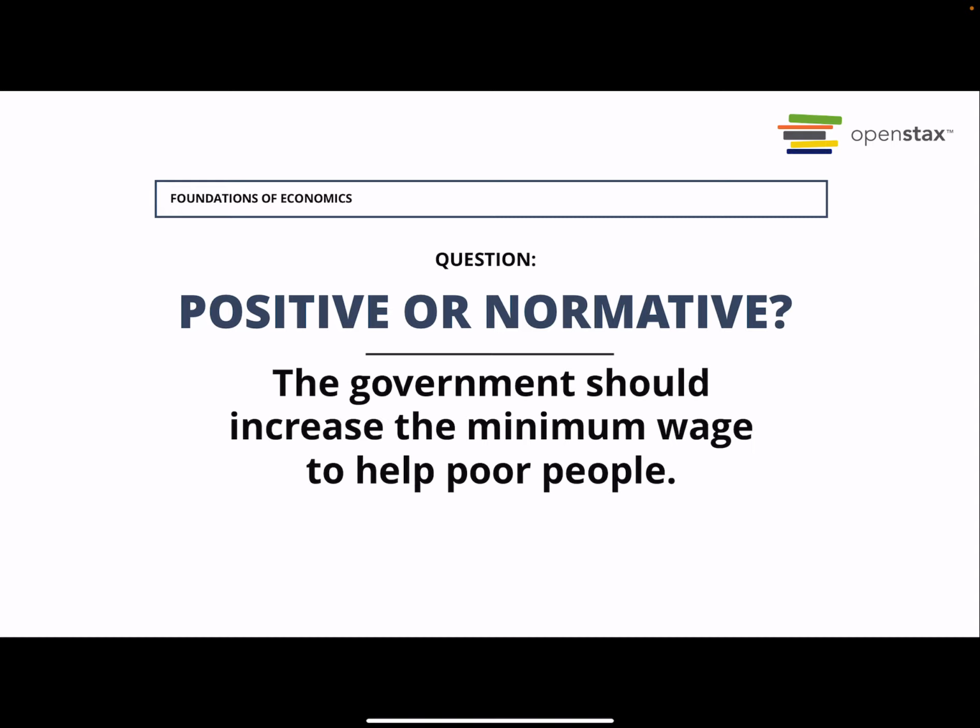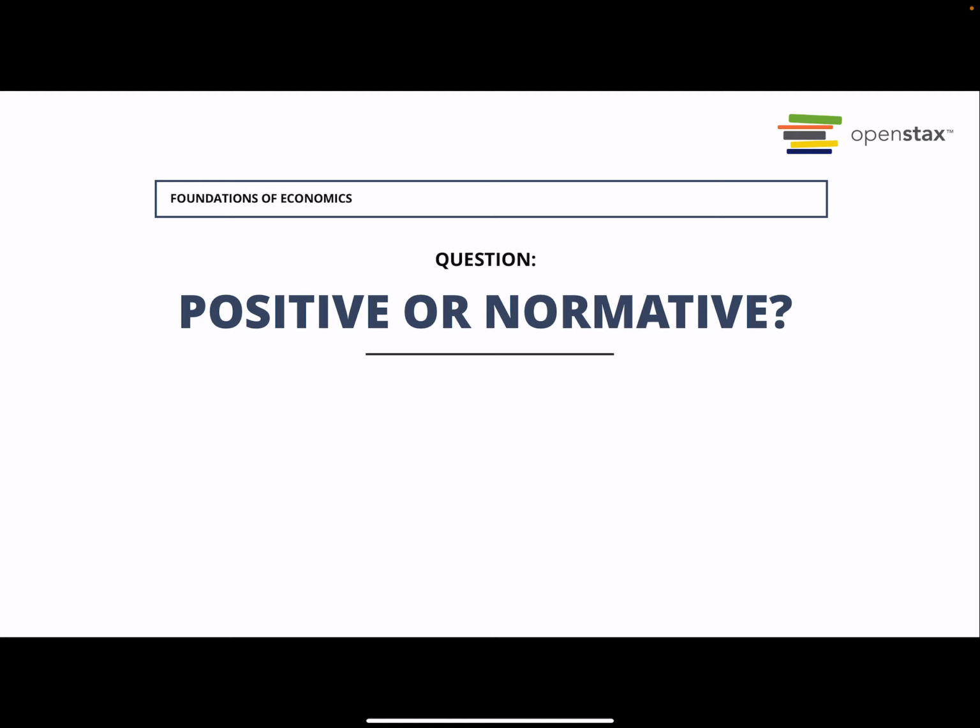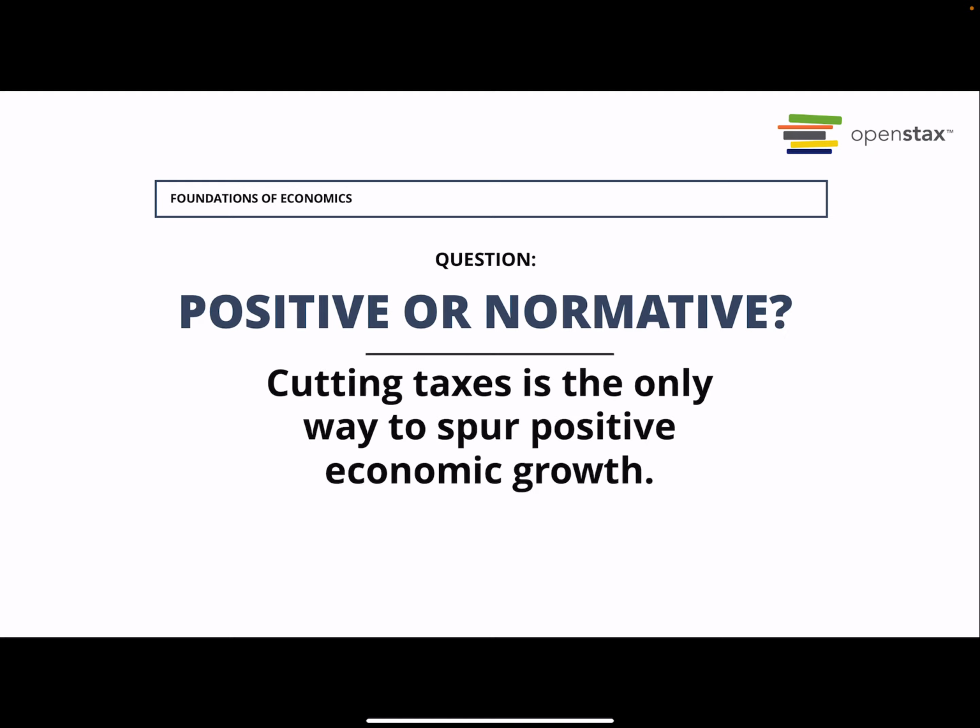So, positive or normative. The government should increase the minimum wage to help poor people. So see, that's your key word, should. That's telling me this is a normative statement. Cutting taxes is the only way to spur positive economic growth. So think about that one for a minute. I don't see the word should or ought to, but anything that's also a statement that says this is the only way it can be done. That's, once again, someone's opinion. That is a normative statement.